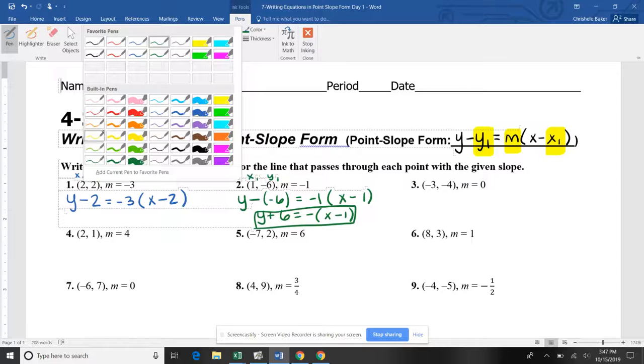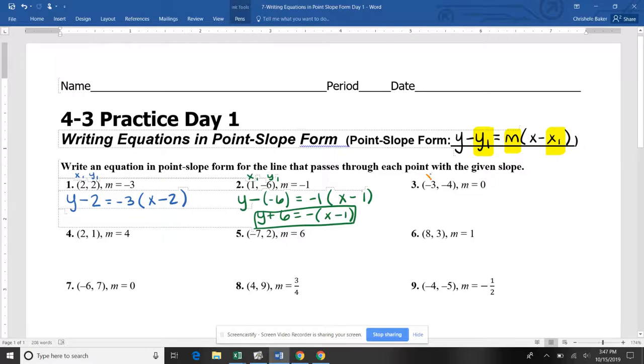Okay, next one. Both are negative, x1, y1. So I have y minus y1 is equal to m times x minus x1. Cleaning this up, this is y plus 4 equals, and then I have 0 times this whole quantity, so that's actually 0. So I can leave this as y plus 4 is equal to 0, or I can write this as y equals -4 by subtracting 4 from both sides. Either way is fine.